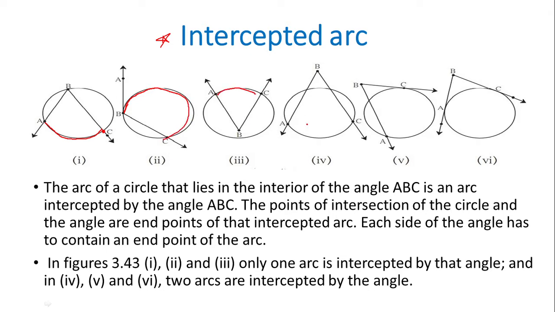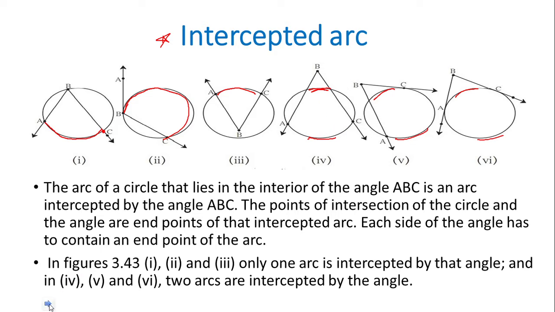But when you move towards the fourth, fifth and sixth figure, you are having two arcs. One is this, one is this. Here one, this will be two. Both are in the interior of the angle. So what is the difference? When the vertex of the angle is lying on the circle or in the interior, you are going to get only one intercepted arc. But when the vertex of the angle lies outside the circle, you are supposed to get two intercepted arcs. And intercepted arcs have to lie within the interior of the angle.